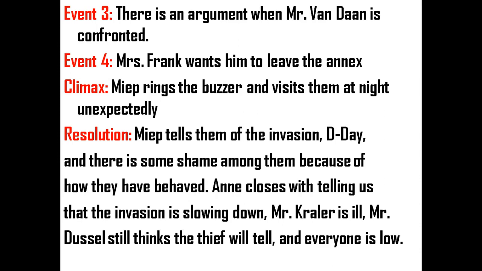So you can find there are also kinds of feelings like hatred, that somebody doesn't like someone. So Mrs. Frank wants him to leave the annex, that Mr. Van Daan. That is a problem. The climax: Miep rings the buzzer and visits them at night unexpectedly. So that servant, that lady, she visited them unexpectedly at night.